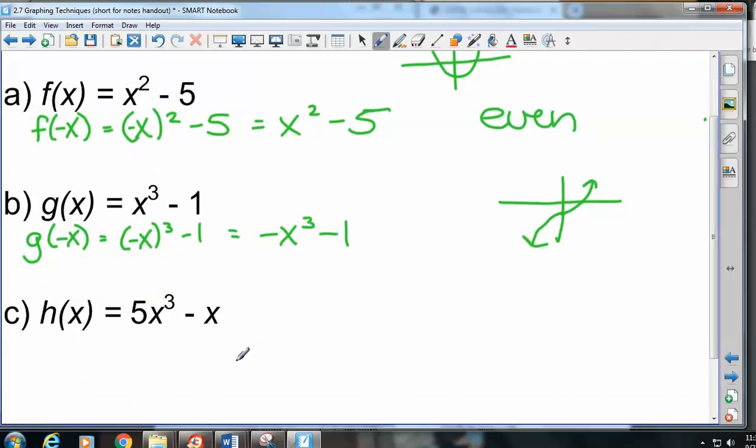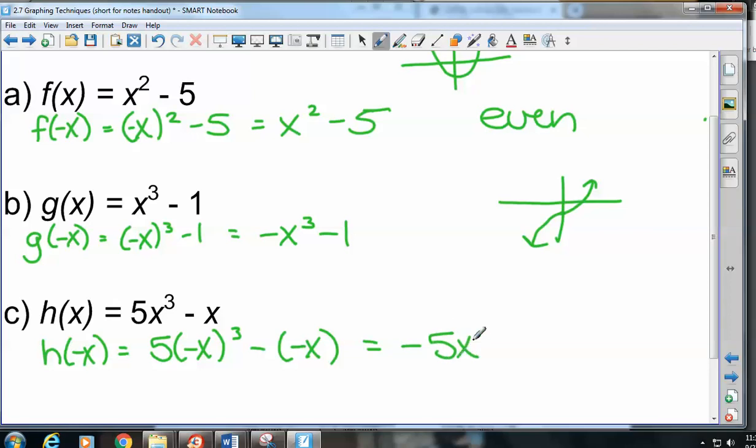Alright, for this one, you plug in a negative for your x. A negative cubed is still negative. Minus negative x would make it a plus x. So it's not what I started with, so it's not even. Is it the exact opposite of what I started with? Yes. So that means this one is odd.